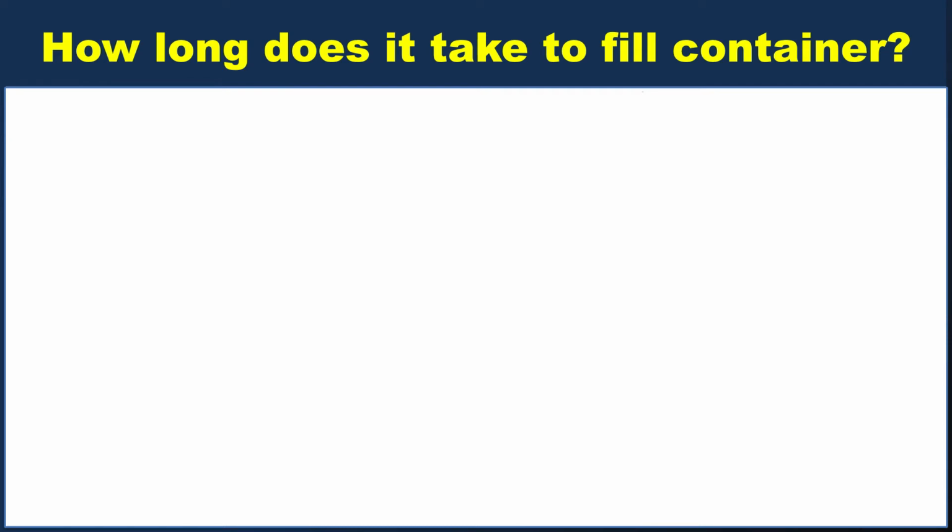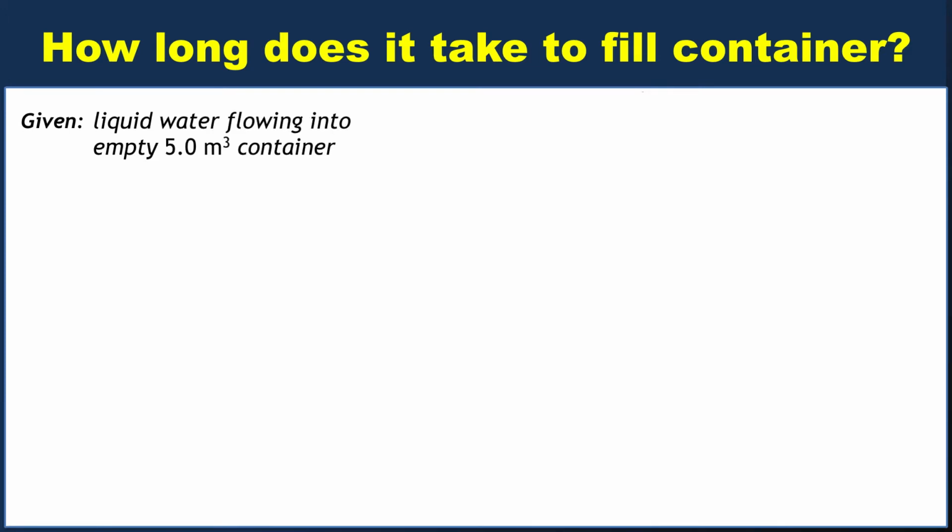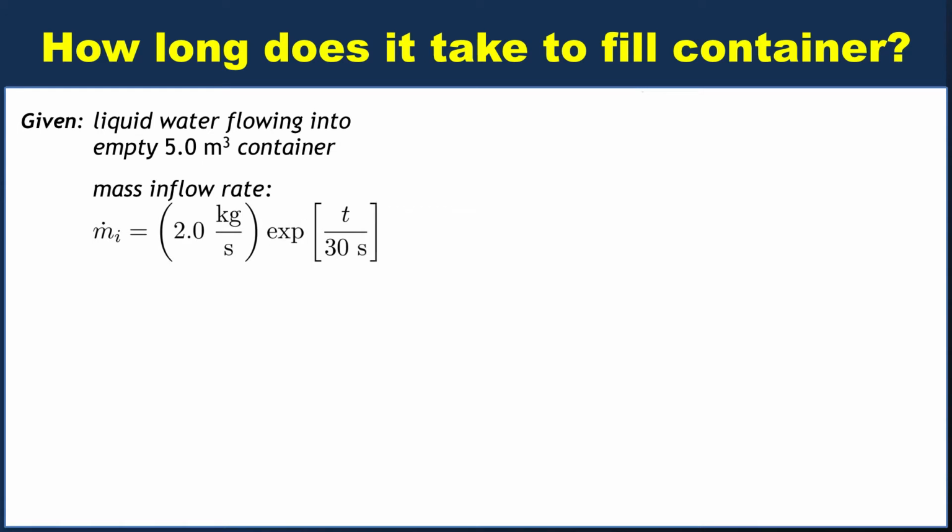Let's practice analyzing an open system for which the mass inflow rate is not constant. So we want to know how long it takes to fill a water container, and more specifically, we're given that there's liquid water flowing into an initially empty container of volume 5 cubic meters, but the mass inflow rate is a little complicated. So m dot in is going to be given by 2 kilograms per second times e to the t over 30 seconds.